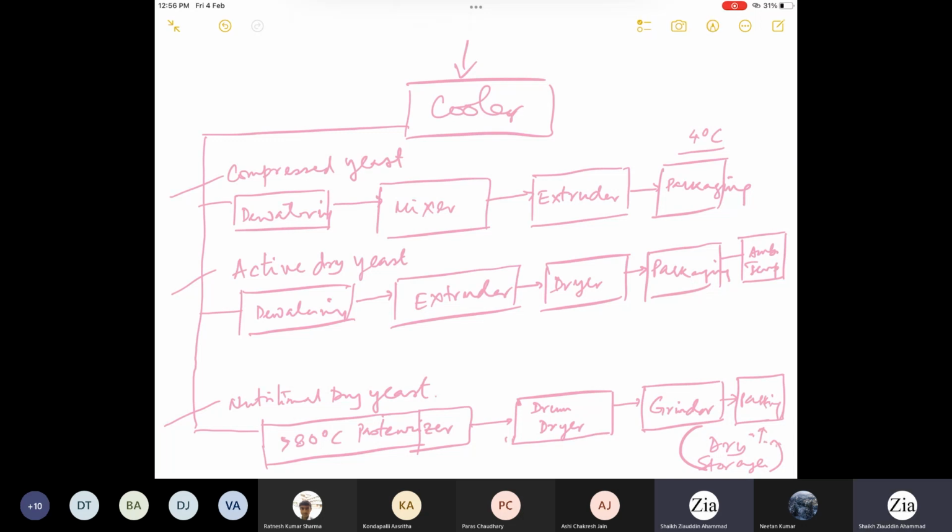So moisture content wise, compressed yeast has the maximum moisture. Then a little bit lower content is in active dry yeast, and nutritional dry yeast will have very minimal moisture content. In the next class, we'll discuss different types of yeast, and also why we need to prepare different types of yeast, and what kind of use we have for different types of yeast.